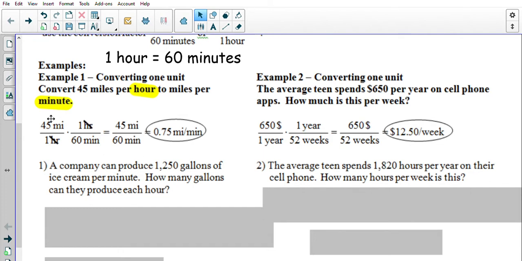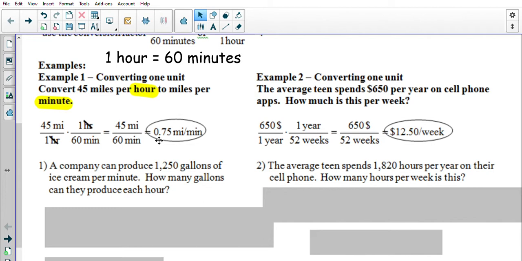Then I multiply straight across. So I have 45 miles left on the top, 60 minutes left on the bottom, and then I divide to find my solution. Notice how I get miles per minute, which is exactly what I want to get. We end up with a solution of 0.75 or 3/4 miles per minute.